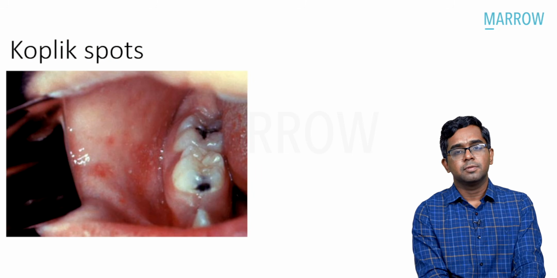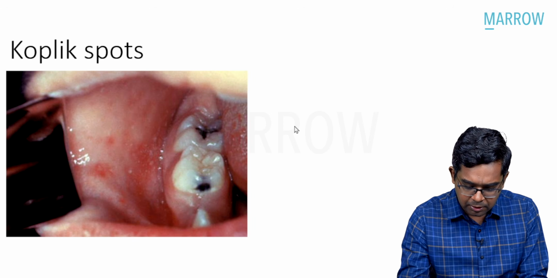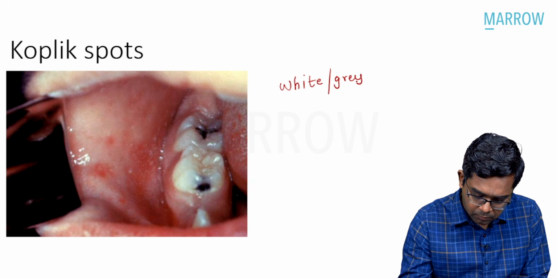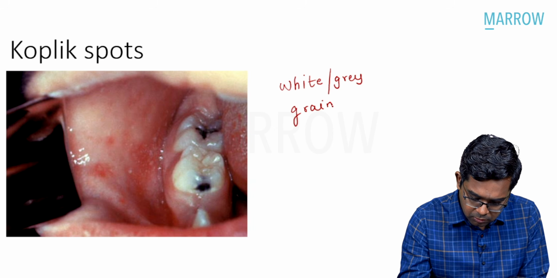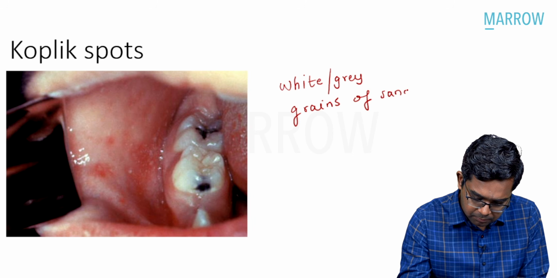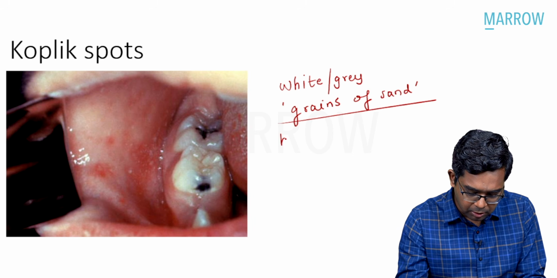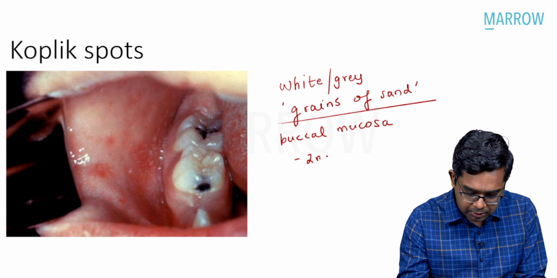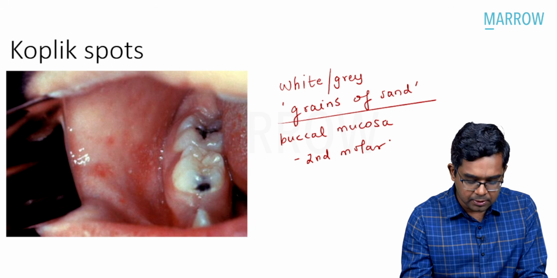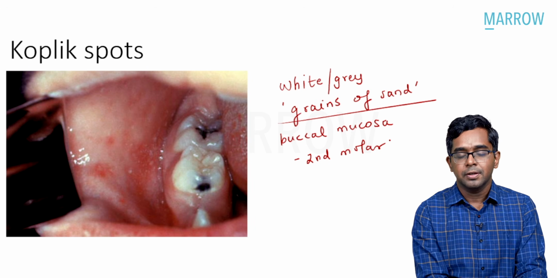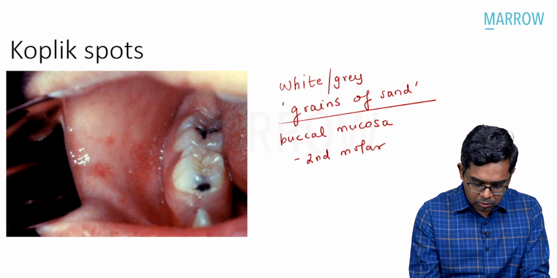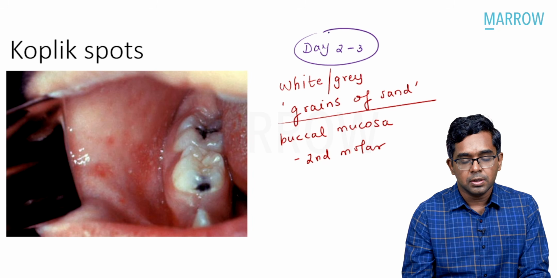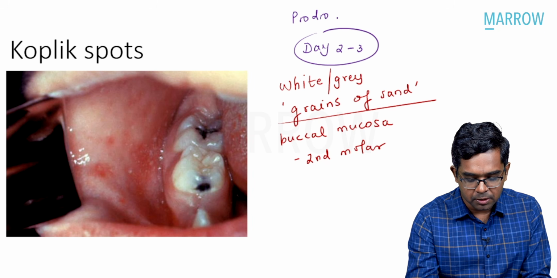This is a typical description of the Koplik spots. What you can see is something like white or grey grains of sand appearance, which is seen in the buccal mucosa opposite to the second molar teeth. This is the classical description of the Koplik spots, which is pathognomonic of measles infection. Usually, remember, Koplik spots appear on day 2 to 3 of the illness. It is usually only in the prodromal stage that the Koplik spots appear.